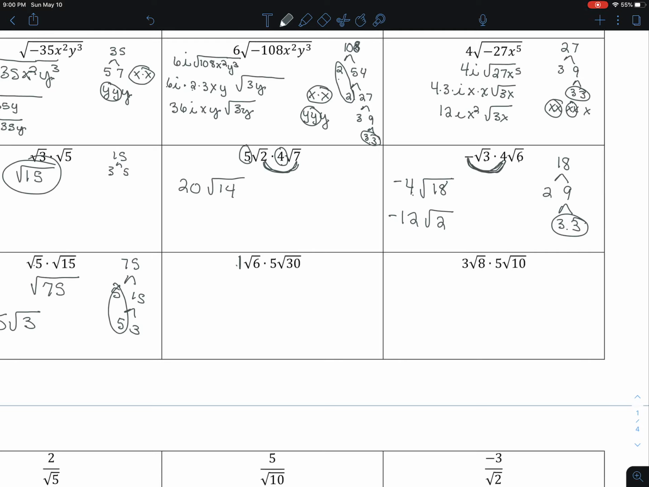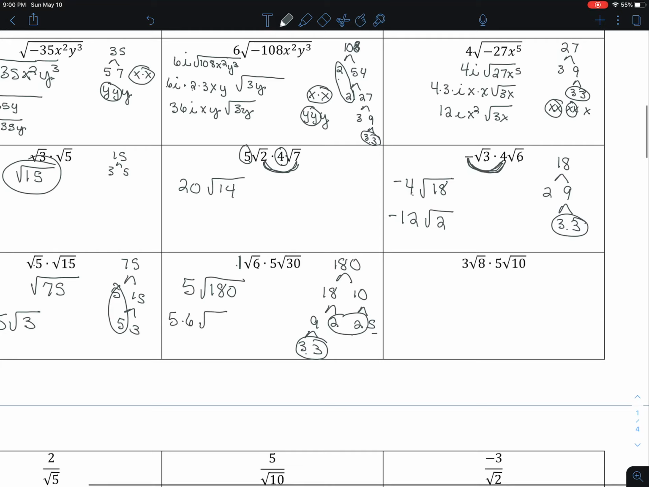Okay, for this one, I multiply the outsides together. So that gives me 5 times, and then 6 times 30 is 180. And I'm willing to bet I can simplify that. So 180, I know that is 18 times 10. That is 9 times 2, 2 times 5, and 3 times 3. Those 2 come out, and those 2 come out. 3 times 2 is 6. So this is 5 times 6 times what was left, 5. So that's 30 square root of 5.